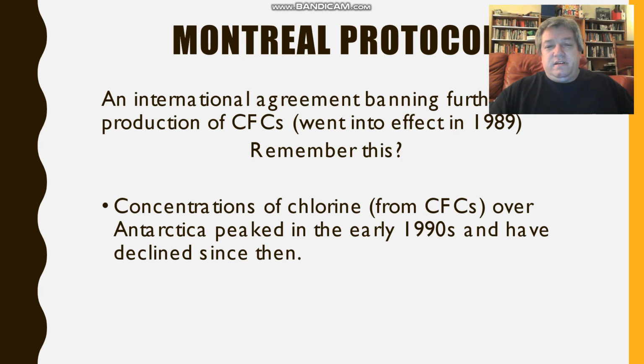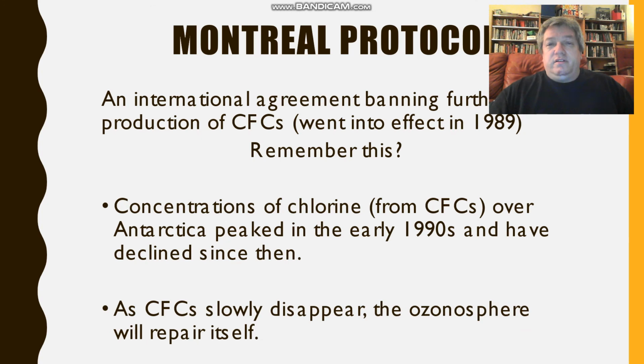But what happens is, this climate change treaty goes into effect in 1989. We stop seeing chlorine in the atmosphere, and it declines. And as it declines, the natural action of the sun and ultraviolet radiation creates more and more ozone. So the ozone holes are actually shrinking.